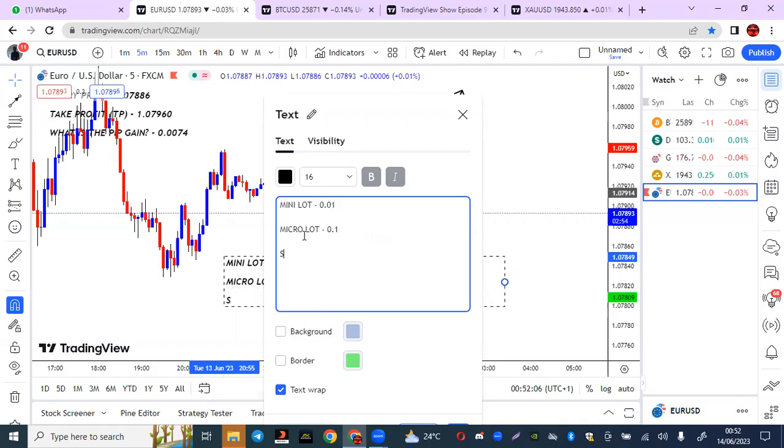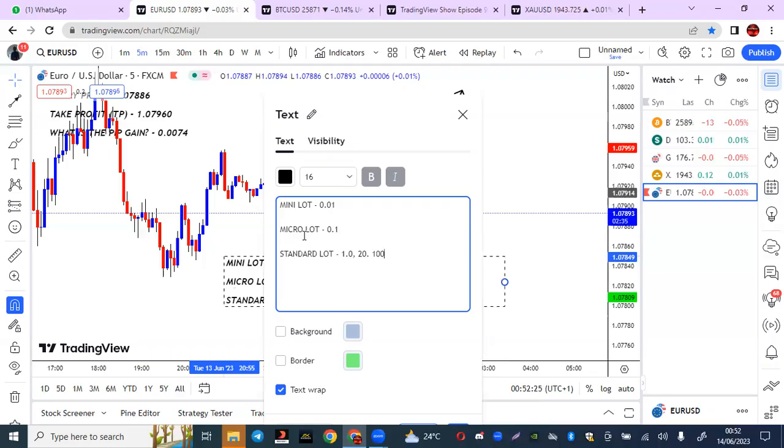Then we have standard lot, for the big boys. Standard lots. This is the dream of every trader. 1.0. This can come in 2.0. It can come in 100 lots.